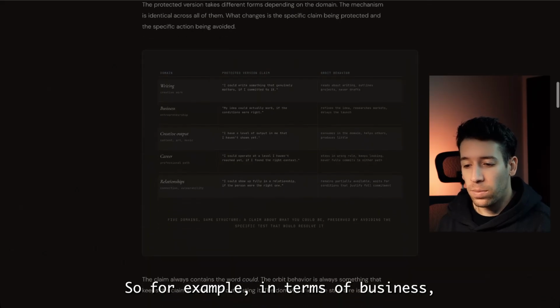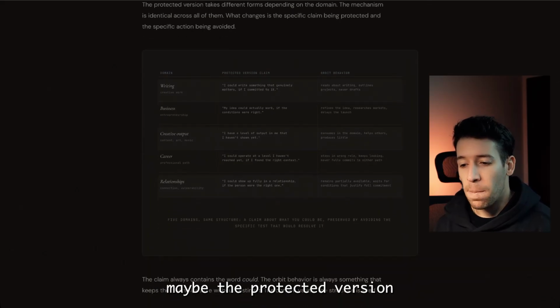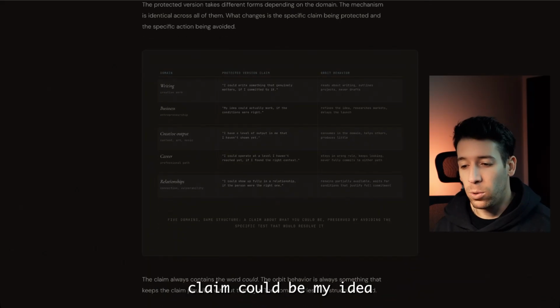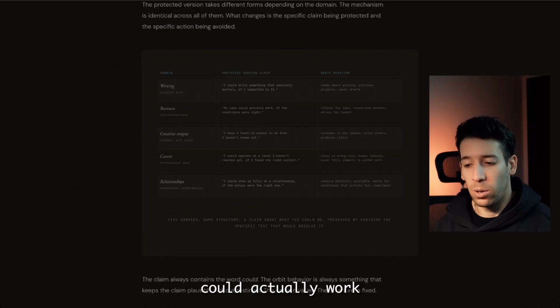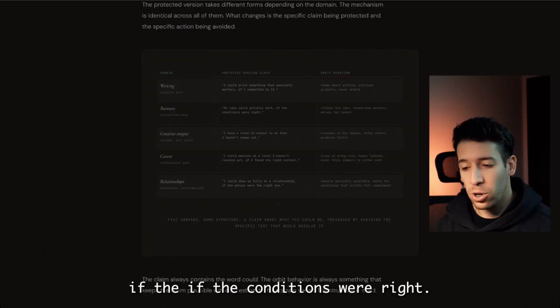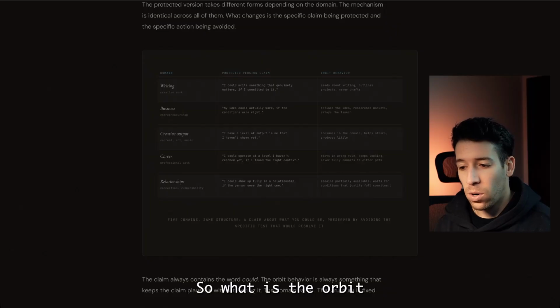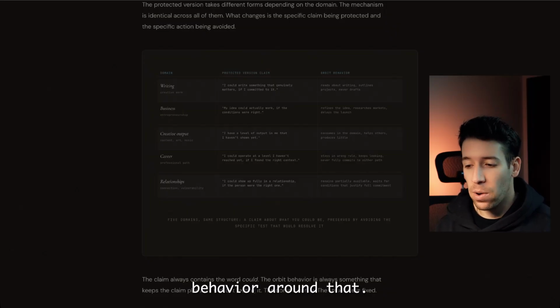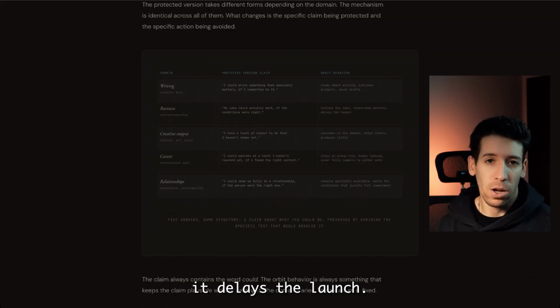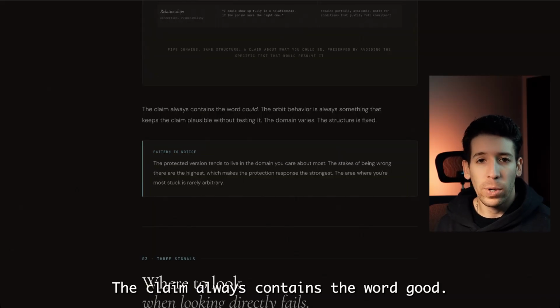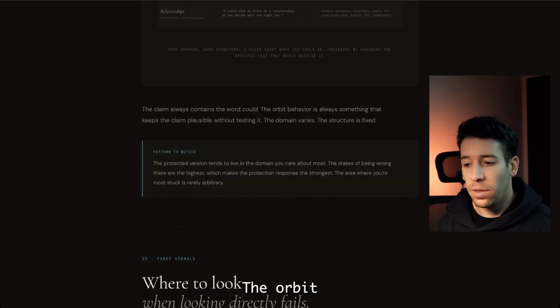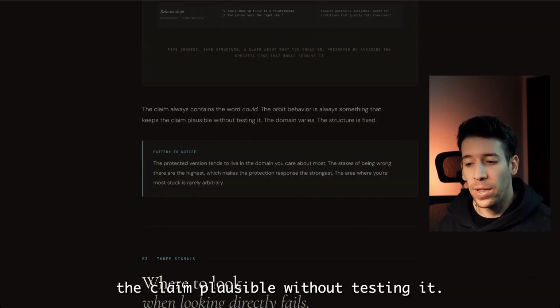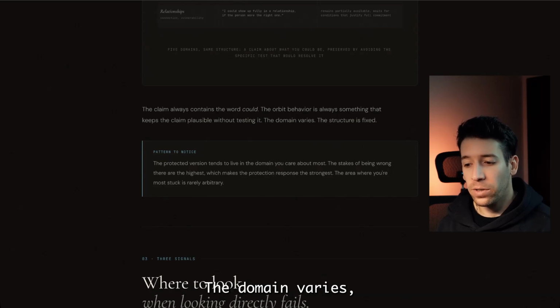So, for example, in business, maybe the protected version claim could be: my idea could actually work if the conditions were right. What is the orbit behavior around that? It refines the idea, it researches markets, it delays the launch. The claim always contains the word could. The orbit behavior is always something that keeps the claim plausible without testing it. The domain varies, but the structure is fixed.